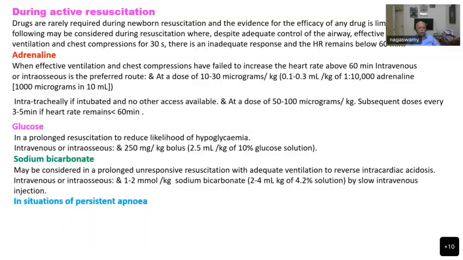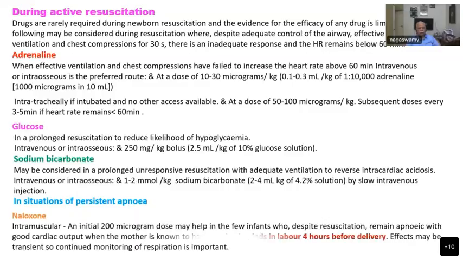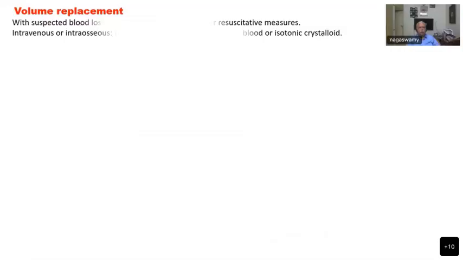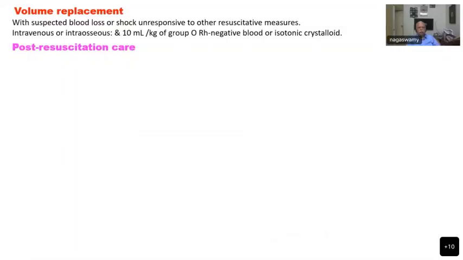In situations of persistent apnea, and there is a history of administration of opioids, you can give naloxone. If there is a history of the mother receiving opioids 4 hours before delivery, you can give 200 micrograms of naloxone intramuscular, not intravenous. And volume replacement is the last thing in drug resuscitation, 10 ml per kg or O negative blood.